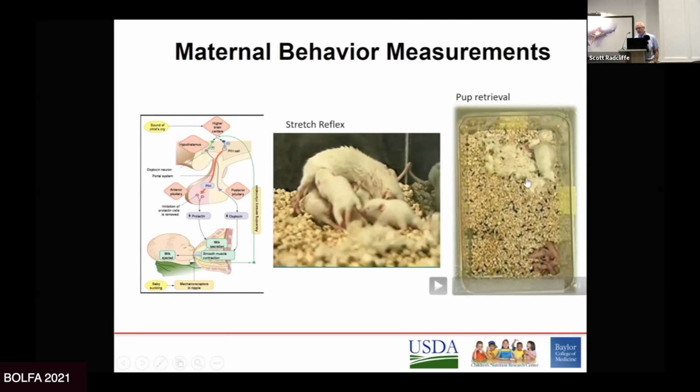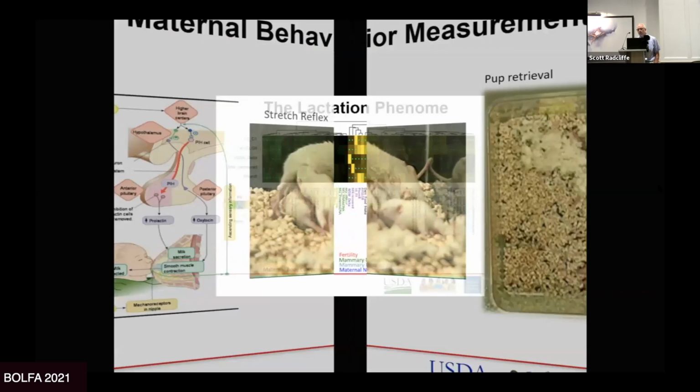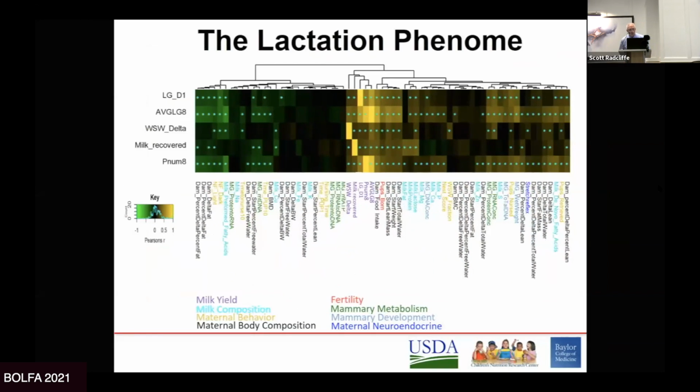A second one on the other side is Pup Retrieval, which is also one that's commonly used. This was something we measured in L1 dams. If you pull the litter away from the nest and separate mom and then put them back on the other side of the cage, they'll very rapidly retrieve them within less than a minute. Both of these traits, I show that diagram of the pituitary and the baby suckling in this axis because both of these traits are dependent on oxytocin. So just something that I enjoy about one of the things we measured in this cohort.